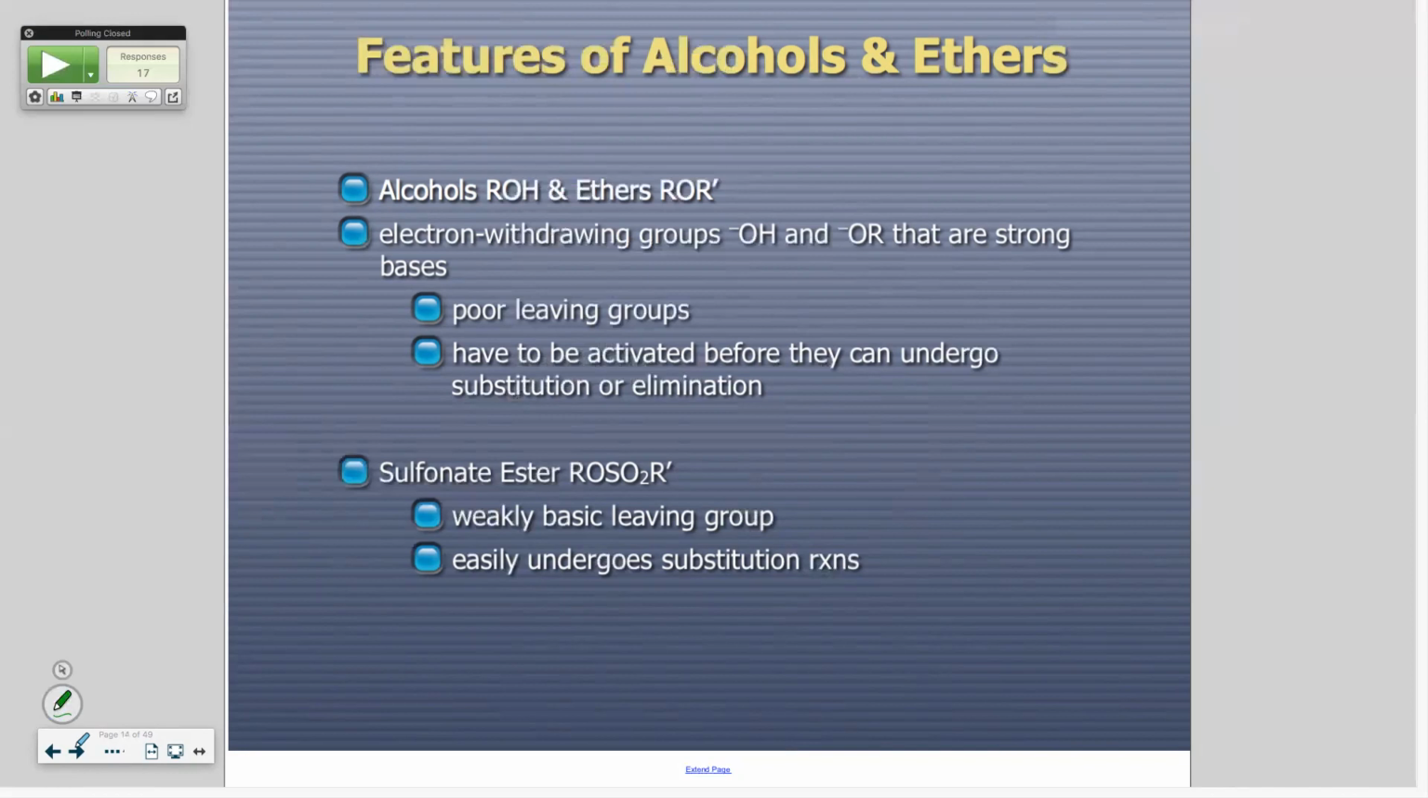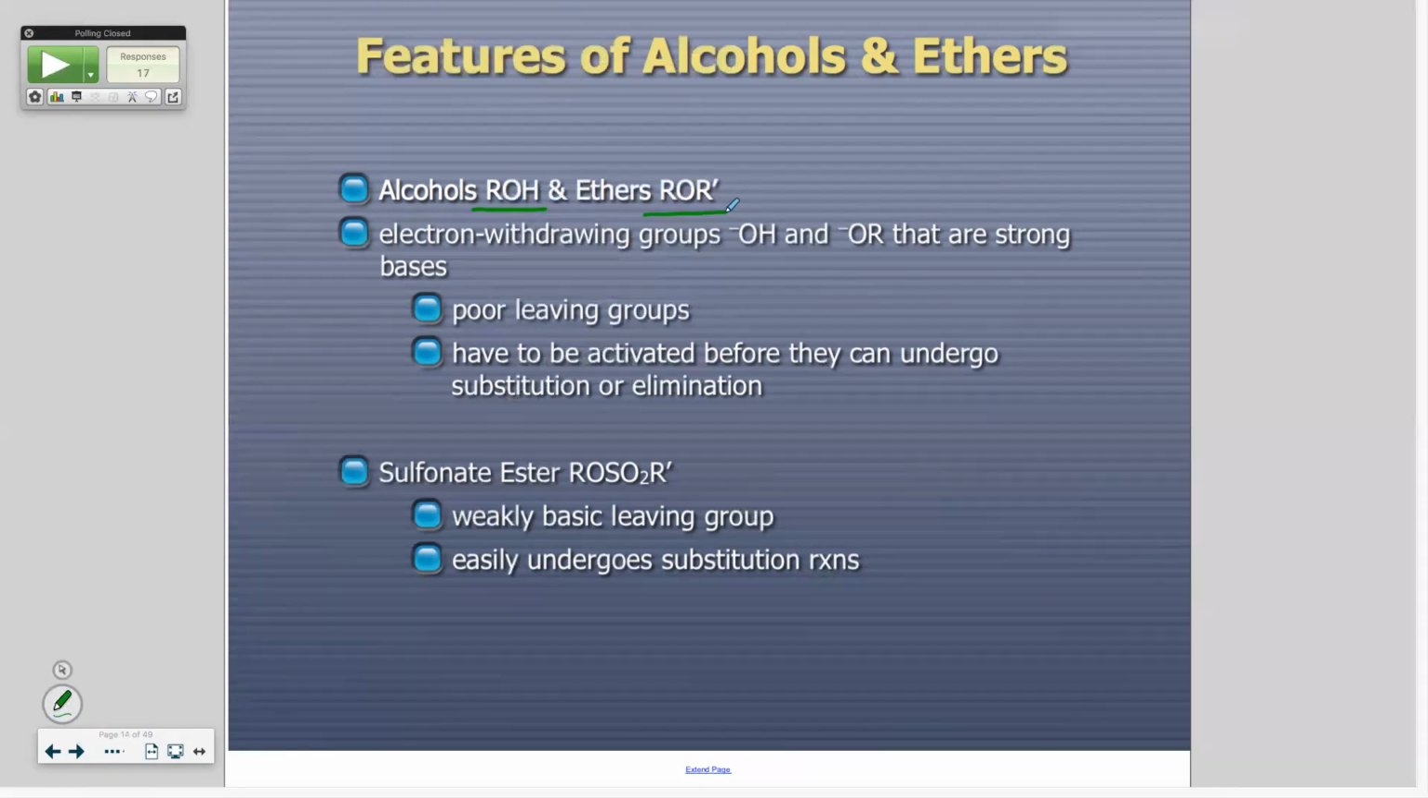Features of alcohols and ethers. So where are you now? Page 2. Okay, back to page 2. Somehow I moved that all up. Okay, well, I'm not going to worry about it. We all survive.